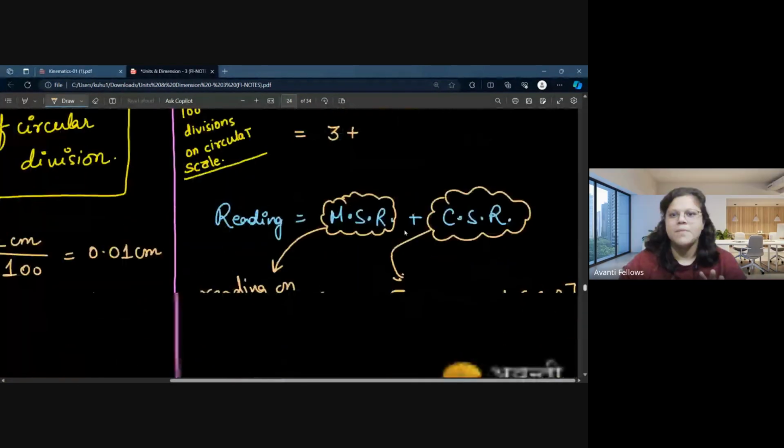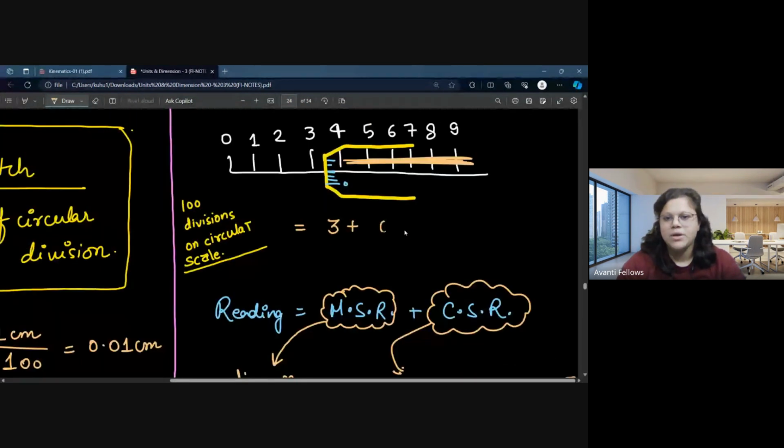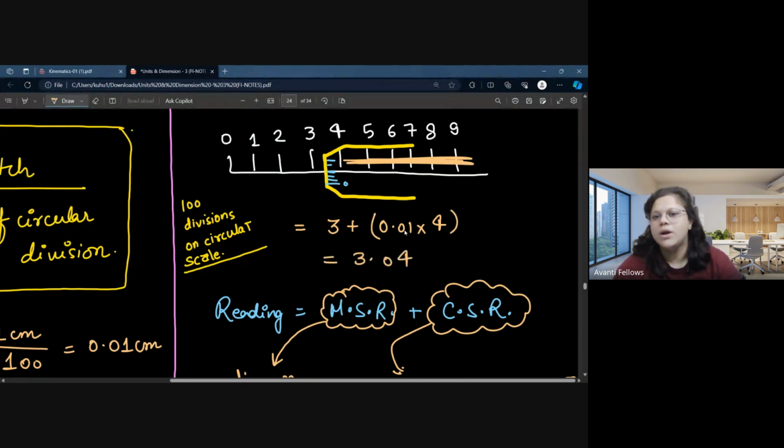Okay. So here we can write 0.01 multiplied by the circular scale reading. Now count the number of divisions. I guess 1, 2, 3, 4. Fourth is coinciding, right? So 3.04 is the answer.